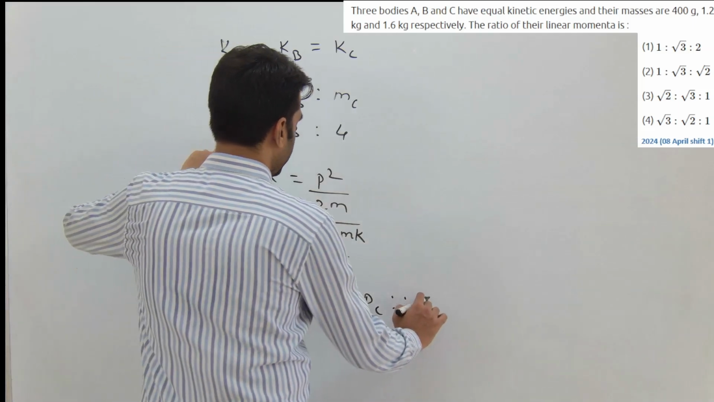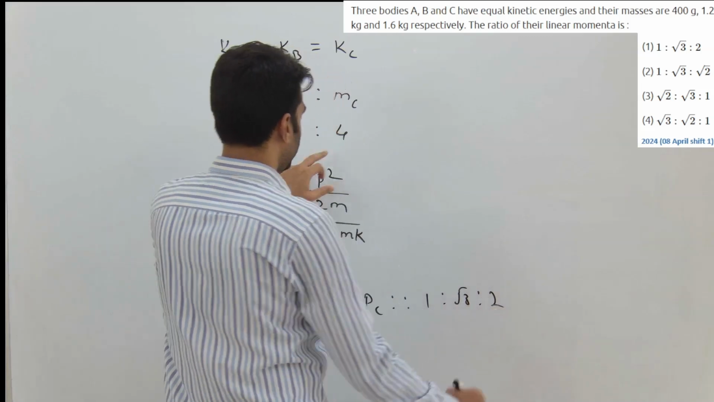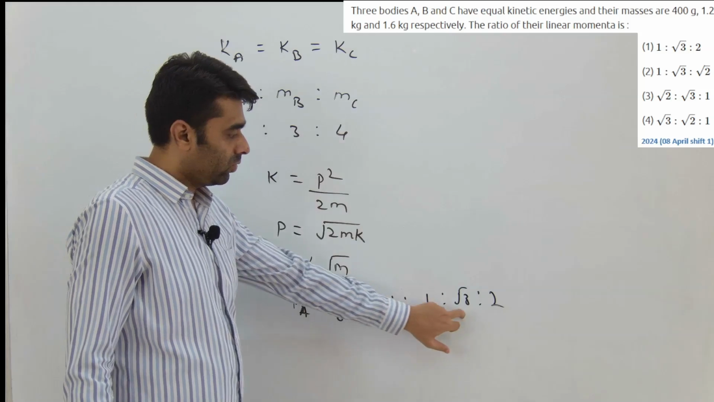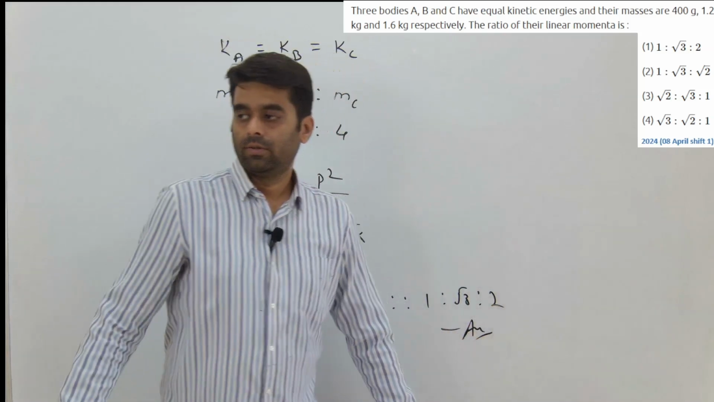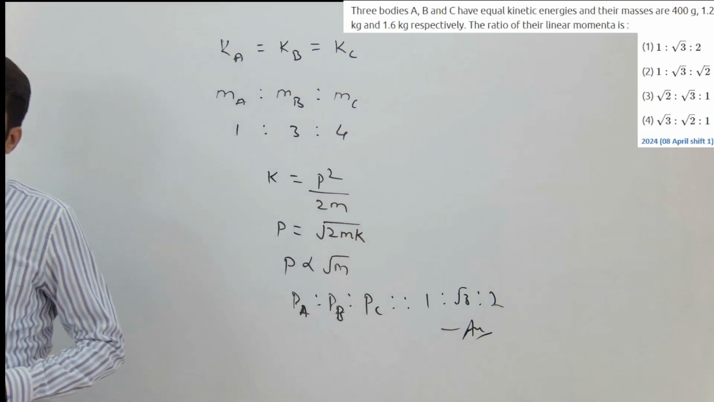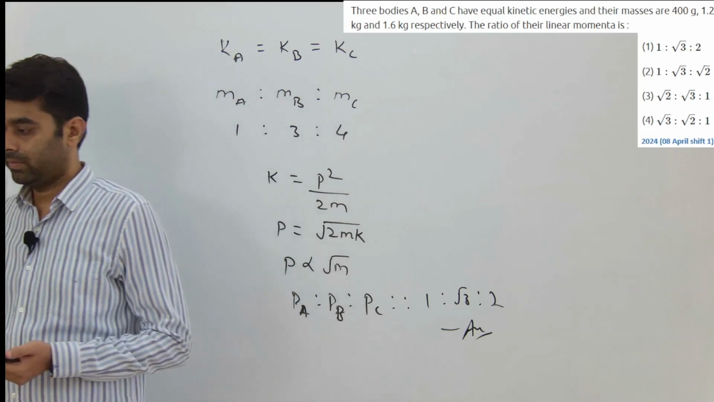So we can see it is 1 is to root 3 is to 2. Root 4 will be 2. So we are getting the answer 1 is to root 3 is to 2. Check your option. Which option is it? Option number 1 is your correct answer. Let us move to the next question.